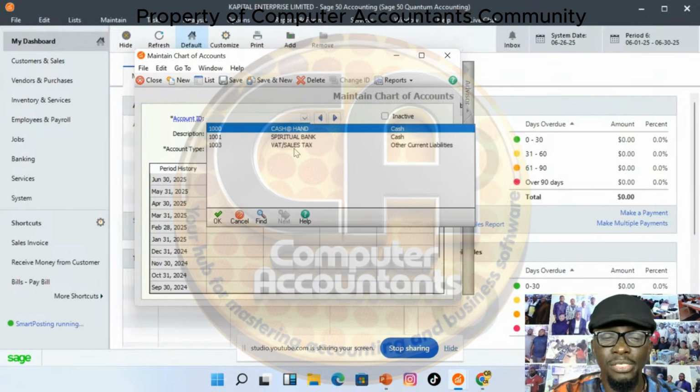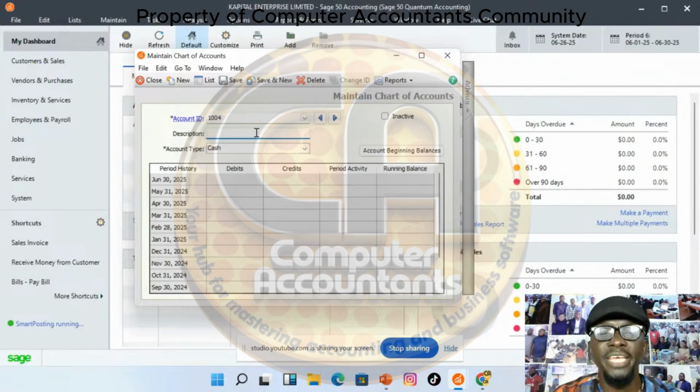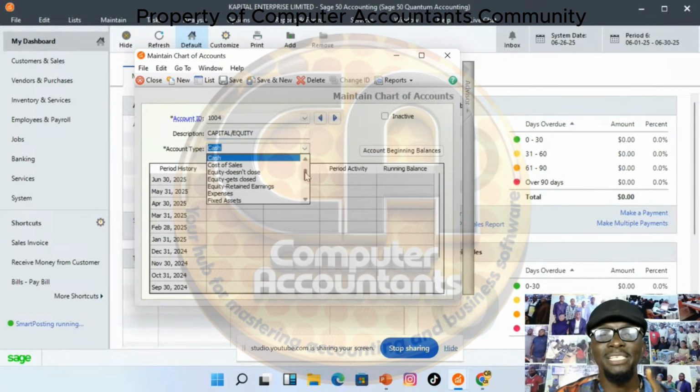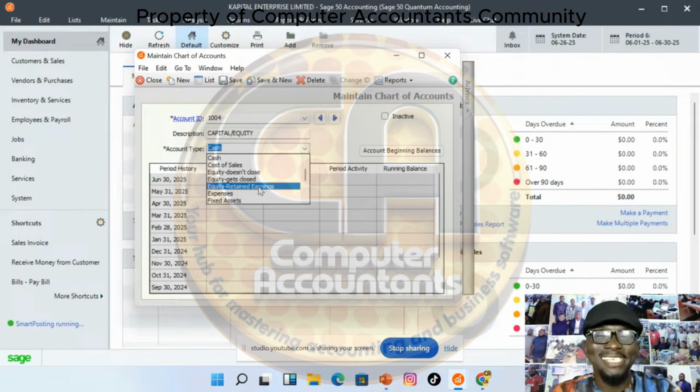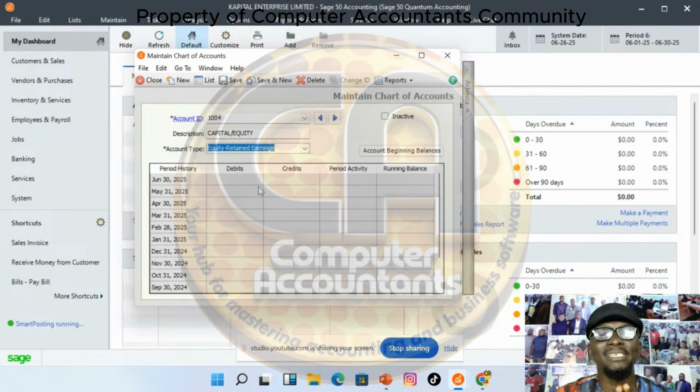Then the next on the line, 1004, we have equity or capital. So I'll put the two names, so anyone that works for you, capital or equity. Now this is where, please pay attention to what I'm going to show you. Naturally, if you remember your accounting equation, asset equals capital, or asset equals capital plus liability. Good. The right account to select is equity retained earnings. That is, capital is retained continuously in the business.